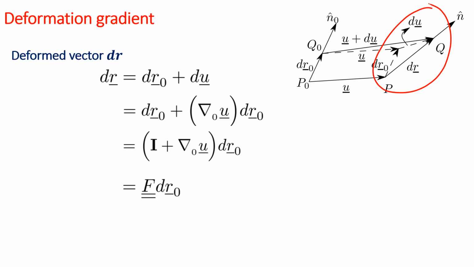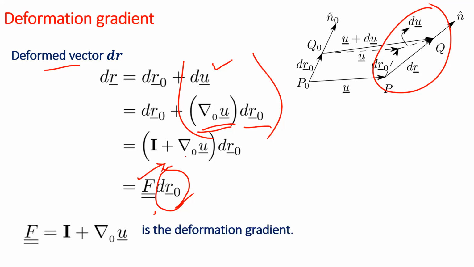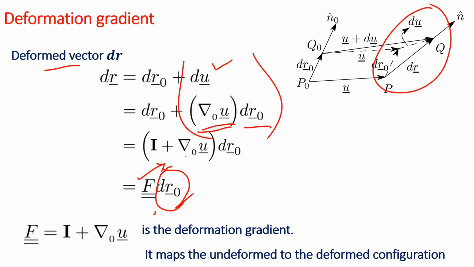Okay, deformation gradient relates the deformed length to the original length, whereas displacement gradient relates the relative displacement to the relative position vector. Deformation gradient relates the deformed vector to the undeformed vector. So this is also one more similar quantity, but it is correlated or dependent on the displacement gradient. So this quantity is the deformation gradient. And as I said, it maps the undeformed to the deformed configuration or vice versa.